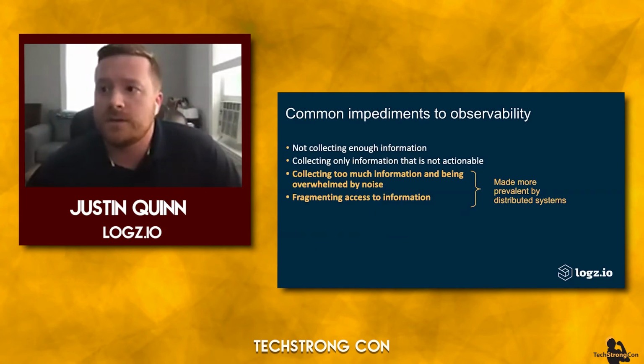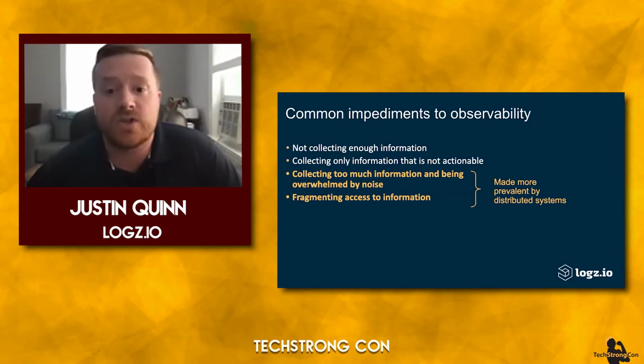So now just going over some common impediments to observability. The first two that are highlighted in white here are pretty obvious. If I'm not collecting enough information or collecting only information that's not actionable, then I'm not going to be able to troubleshoot that system. The second two bullet points highlighted in yellow are more prevalent in distributed environments. So collecting too much information and being overwhelmed by the noise can make it much harder to identify data that can help figure out the root cause of an issue.